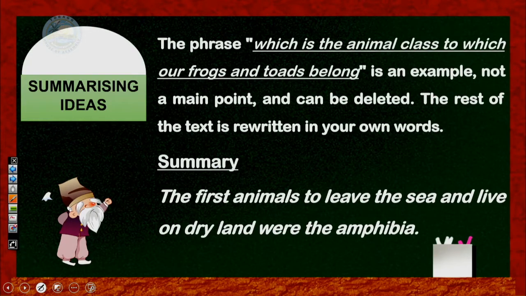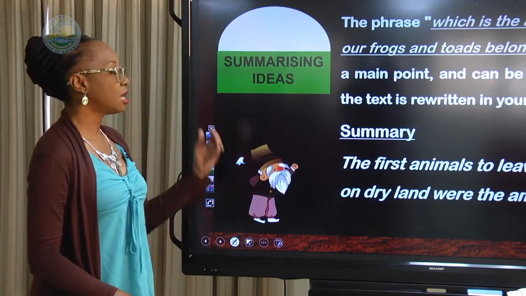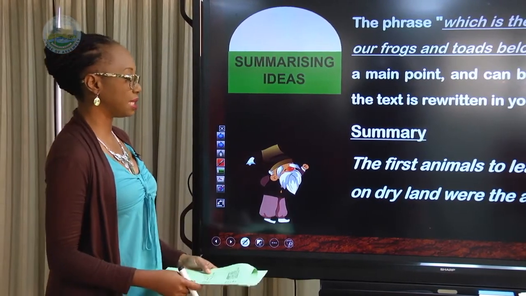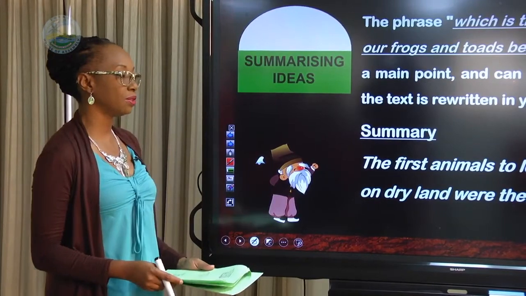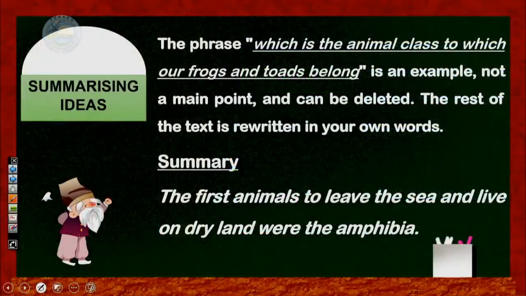The rest of the text is rewritten in your own words. When you have eliminated the unnecessary information, what remains you can now begin to put into your own words. And we have the example: the first animals to leave the sea and live on dry land were the amphibia. And we have a shorter version of our original text.